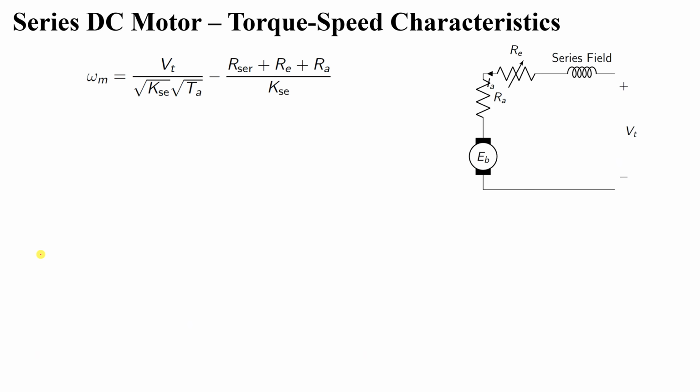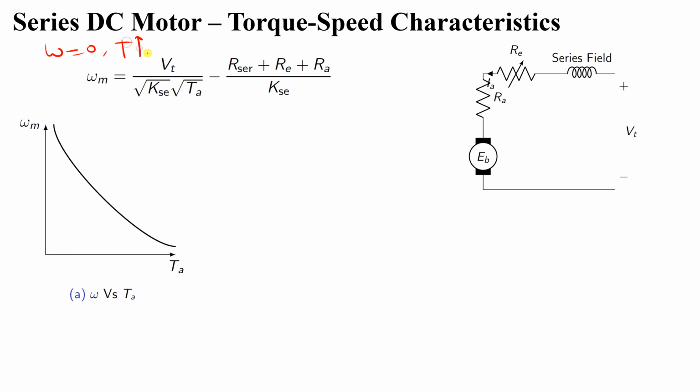Now, if we plot this relation, omega and root TA, it will be like this. Inversely proportional. As torque increases, omega will go down, as you can see here. And at 0 torque, omega is going to infinity. And also, as omega equals 0, torque is almost infinity. Very large torque. So what does this mean? It means that at 0 speed, it gives us large torque. Why is it very helpful for us?